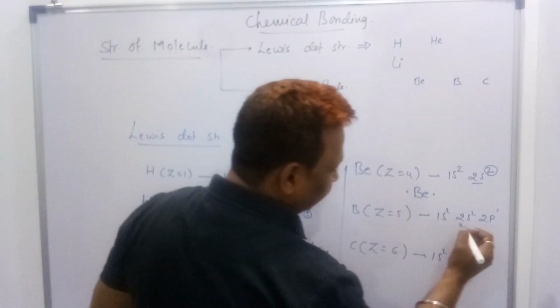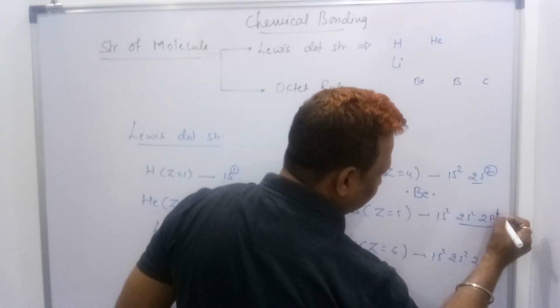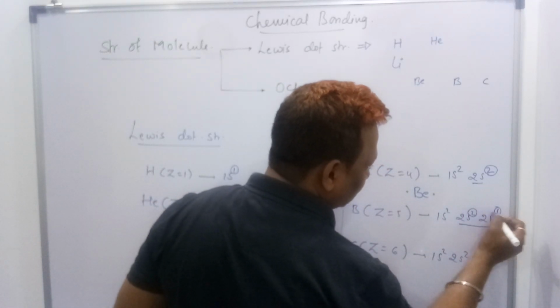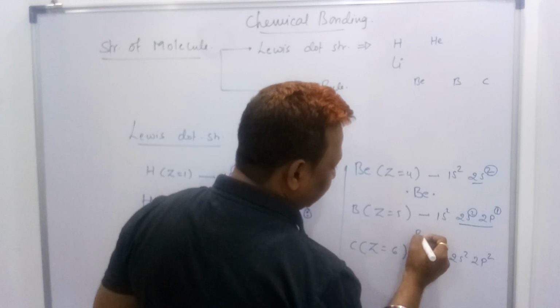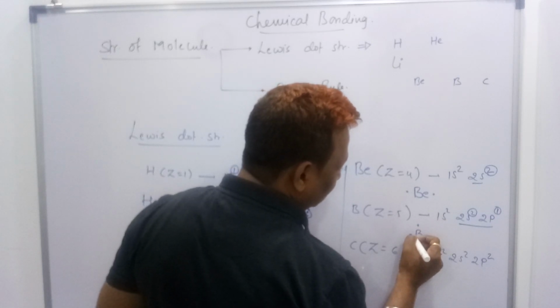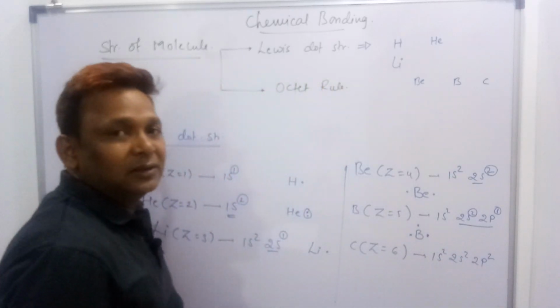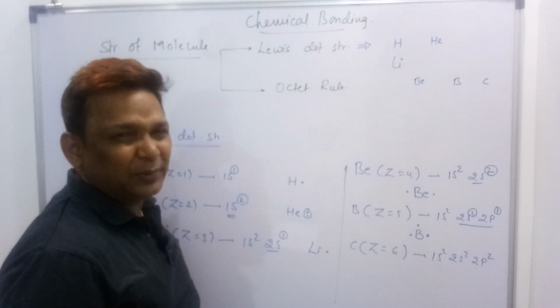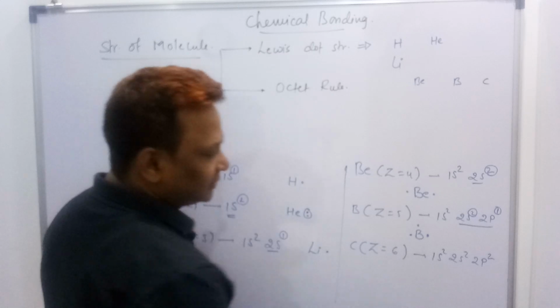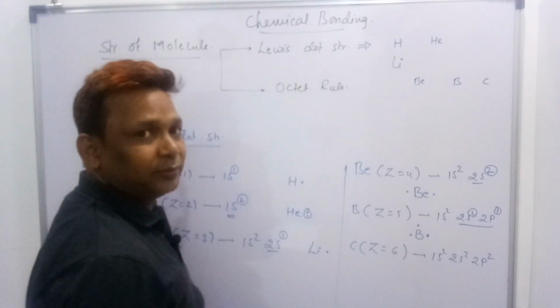Here boron, valence shell 2s and 2p. Number of electrons present in the valence shell, how many? 2 plus 1, 3. So boron has 3 electrons: 1, 2 and 3. Why are we writing these 3 electrons separately? Because they will have repulsion, and to minimize the repulsion these electrons should be far away from each other.